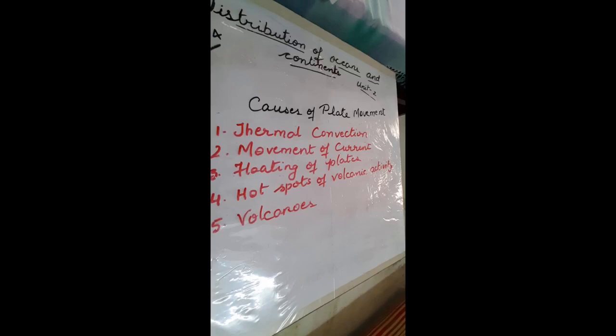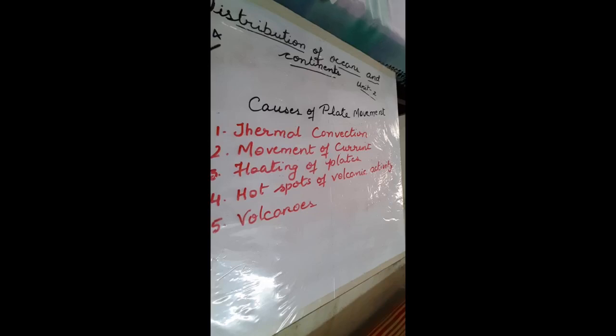Fourth is hotspots of volcanic activity. Small centers of past volcanic activity are often located far from any active plate boundary. It suggests the effect of convection currents on the lithosphere. These centers of volcanic activity are called hotspots.